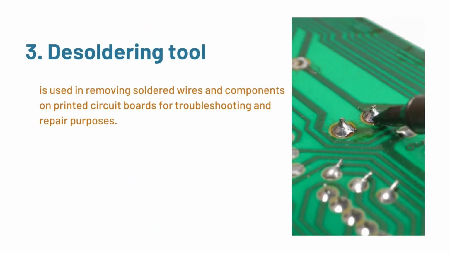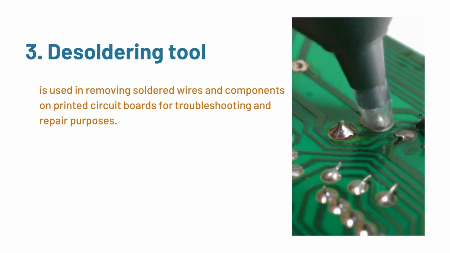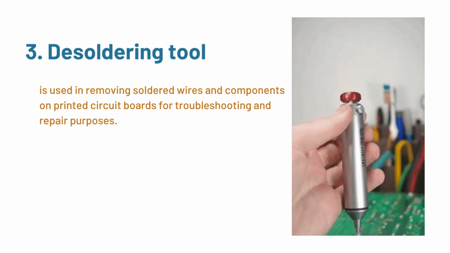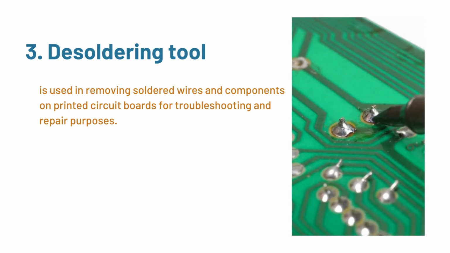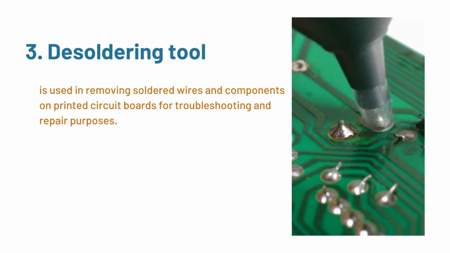And the third one is the desoldering tool. This one is used in removing soldered wires and components on printed circuit boards for troubleshooting and repair purposes. So that's for soldering tools.